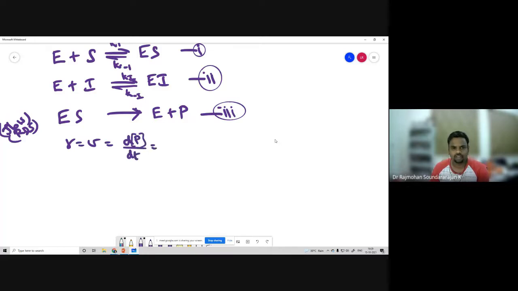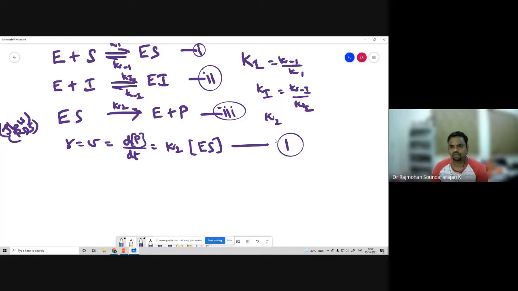These are the rate constants given. We can say capital K1 is the dissociation constant, and capital Ki equals K minus i by Ki. Here we have K2 only as the rate constant of the slowest step. So the rate of the reaction, R, equals K2 into ES. Let it be equation number 1.